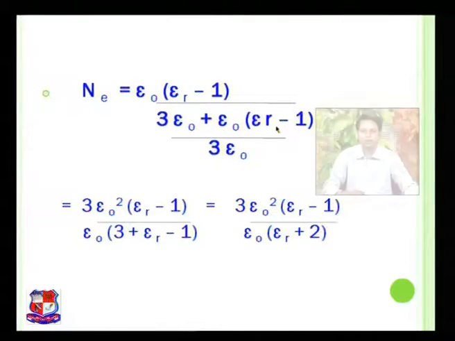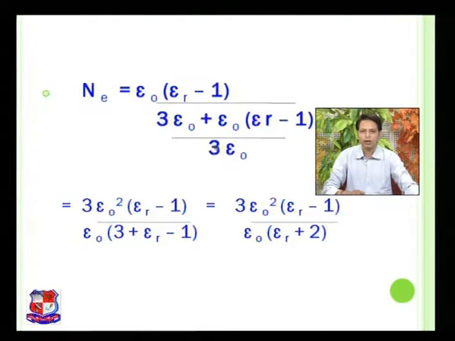If we multiply this equation with 3, we will get 3 epsilon 0 epsilon R minus 1, and we can take the common term out. So we get a new equation here: 3 epsilon 0 into epsilon R minus 1 upon bracket 3 plus epsilon R minus 1. Here the 3 in the denominator comes into the numerator and it becomes 3 epsilon 0.